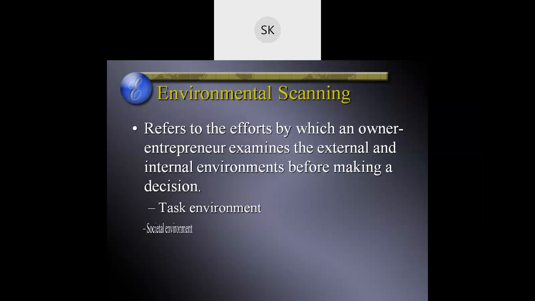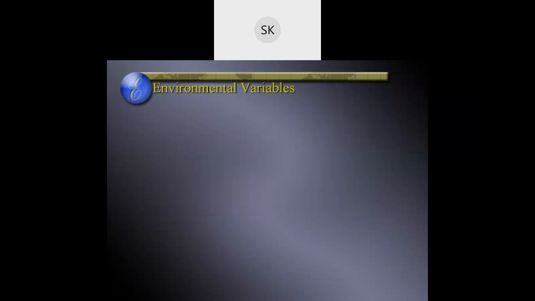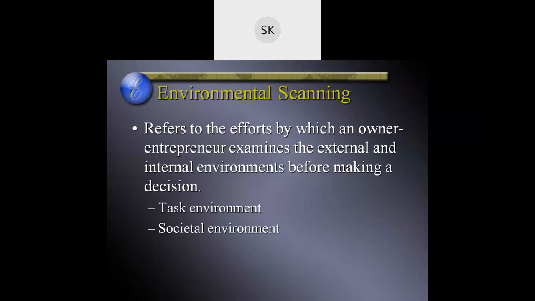Okay, there is a task environment and a societal environment. Task environment is the internal environment, related to the task, and the societal environment is related to the society, which is external and not in our hand. Task environment we can control by ourselves, but the societal environment we cannot control, it is out of our control. We have to change and adapt to that environment.